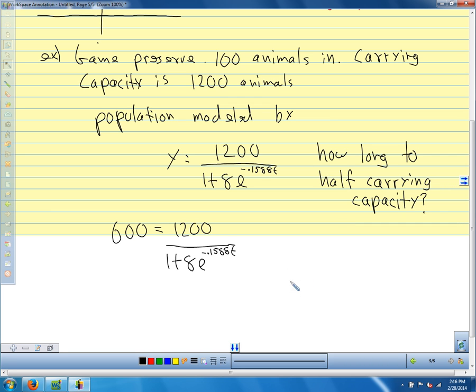So how do we go about finding t here? We want to get rid of this denominator. I'm going to combine two steps here. I'm going to multiply both sides of the equation by this denominator, 1 plus 8e to the negative 0.1588t, and divide both sides by 600. So I get 1 plus 8e to the negative 0.1588t equals, no, 1200 divided by 600 is 2.